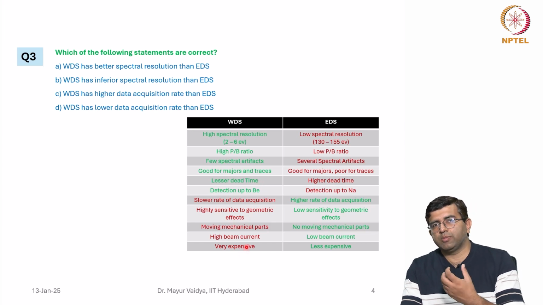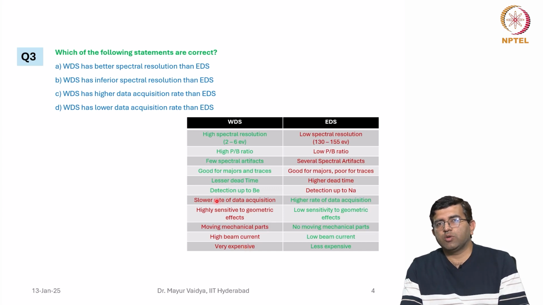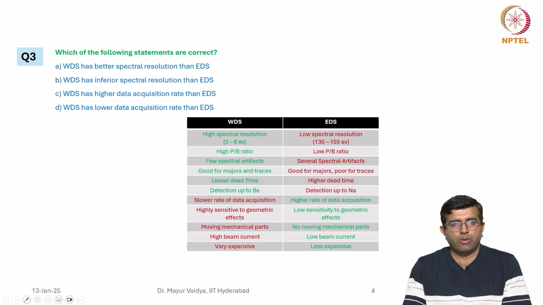So, WDS, because of the geometry of the detection, and it uses the wavelength, you have a slower rate of data acquisition. So, the correct option in this is A and D.